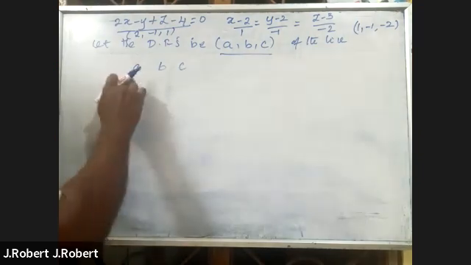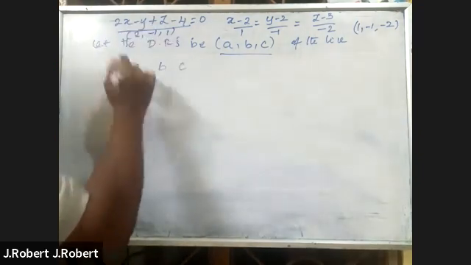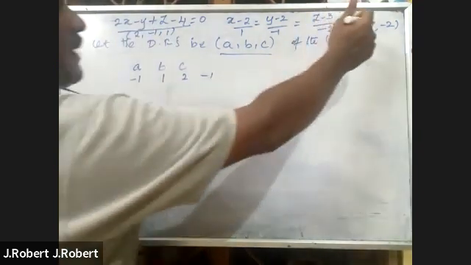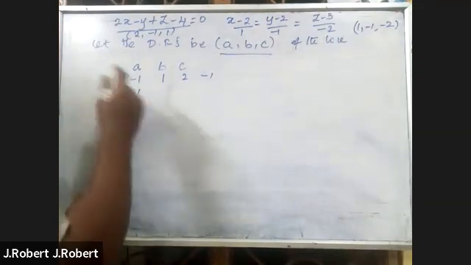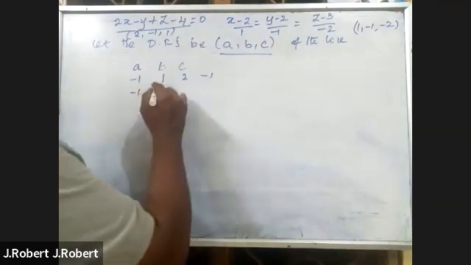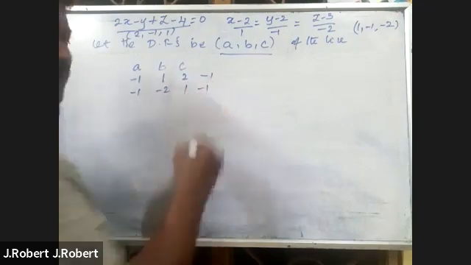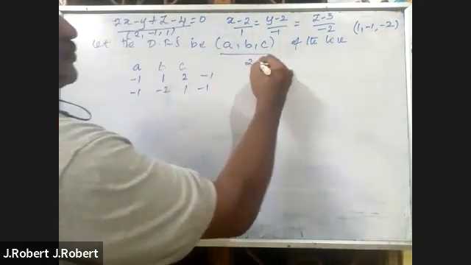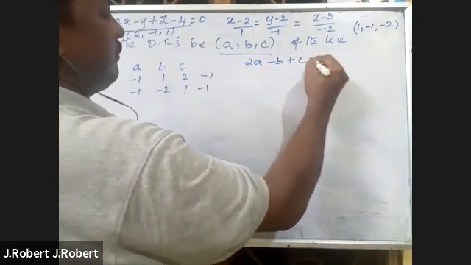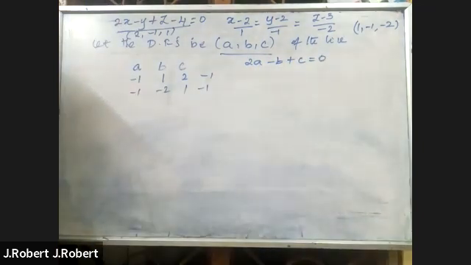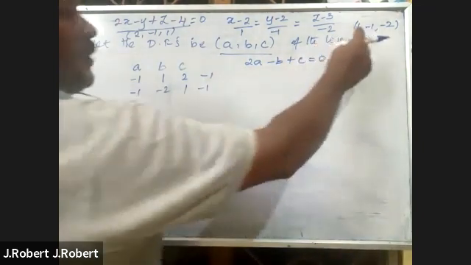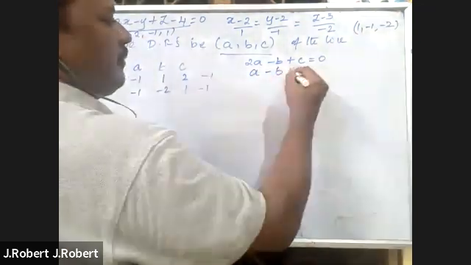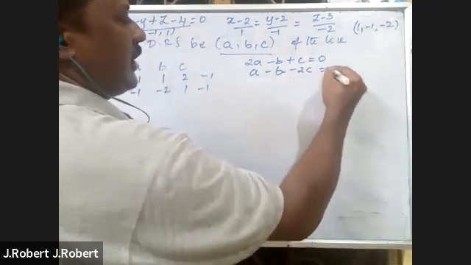To find A, I have to take minus 1, 1, 2, minus 1. Similarly, the same cross multiplying method, minus 1, and then minus 2, 1, minus 1. Taking a, b, c as direction ratios, the equation becomes 2a minus b plus c equal to 0. Similarly here, 1, minus 1, minus 2 gives a minus b minus 2c equal to 0. Can you understand?